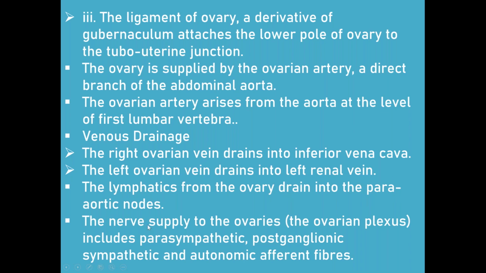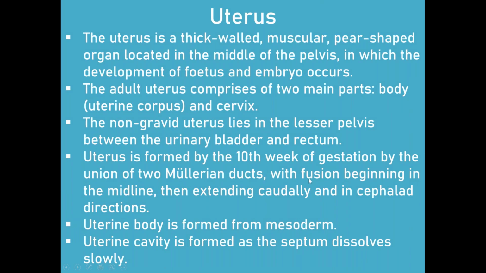What about the nerve supply? The nerve supply to the ovaries includes parasympathetic and postganglionic sympathetic and autonomic efferent fibers.